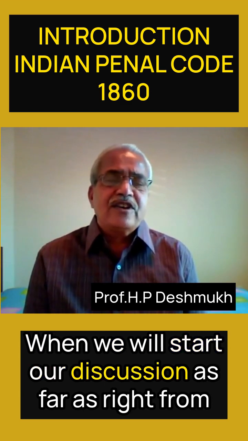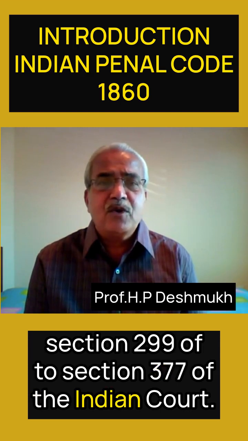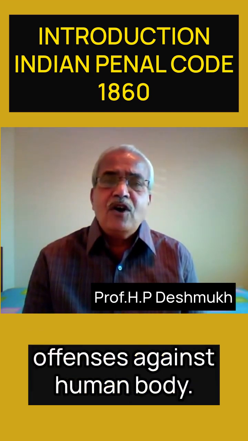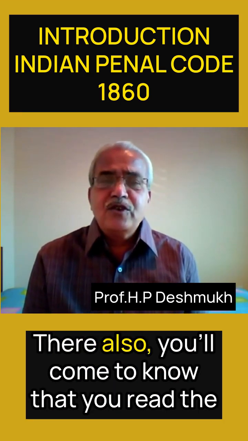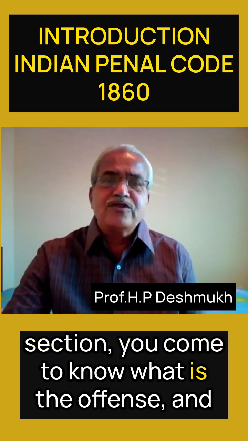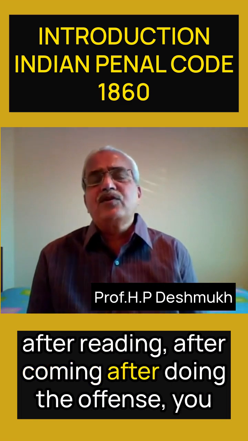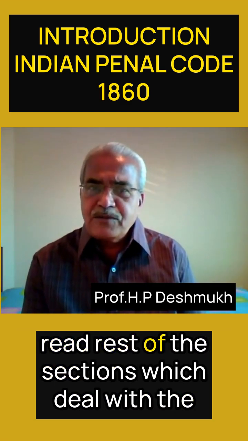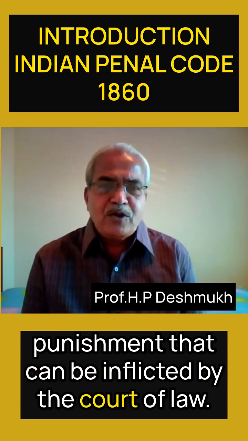When we start our discussion as far as right from section 299 up to section 377 of the Indian Penal Code, this is a chapter dealing with offenses against human body. There also you will come to know that you read the section, you come to know what is the offense, and after doing that, you read the rest of the sections which deal with the punishment that can be inflicted by the court of law.